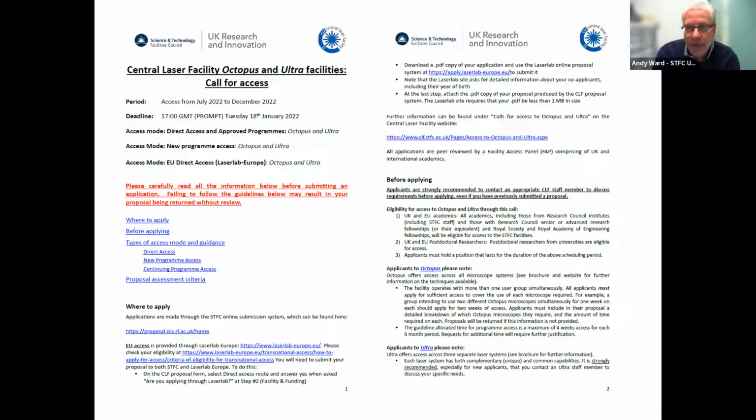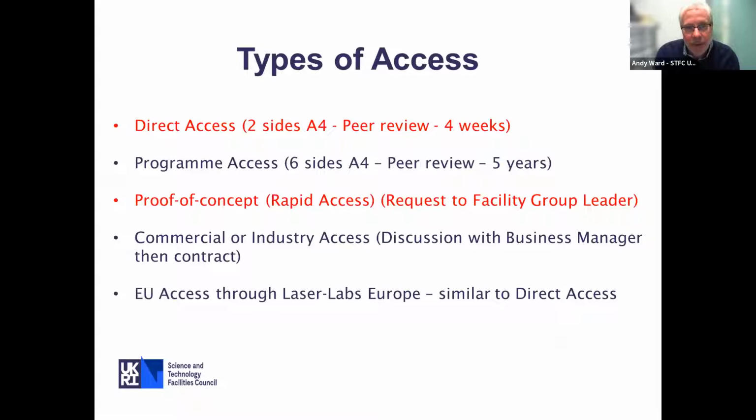So let's go and describe the program mode. There are effectively 5 types of access. Direct access. This requires 2 sides of an A4 scientific case. It will be peer reviewed, and the maximum time you can apply for is 4 weeks every 6 months.